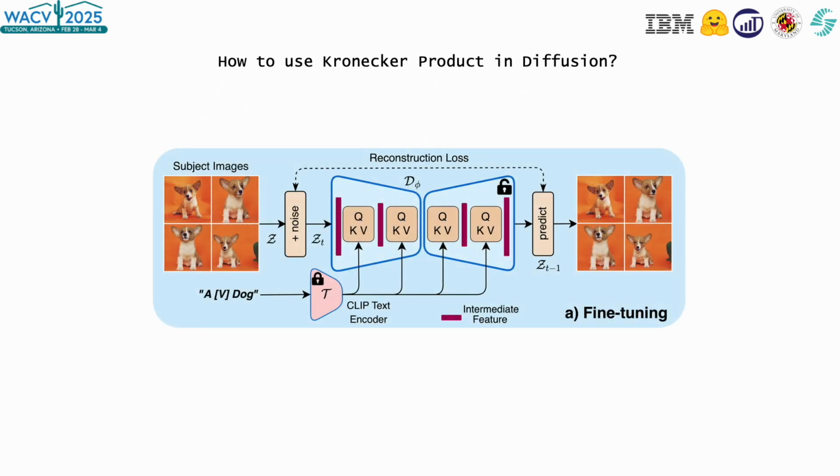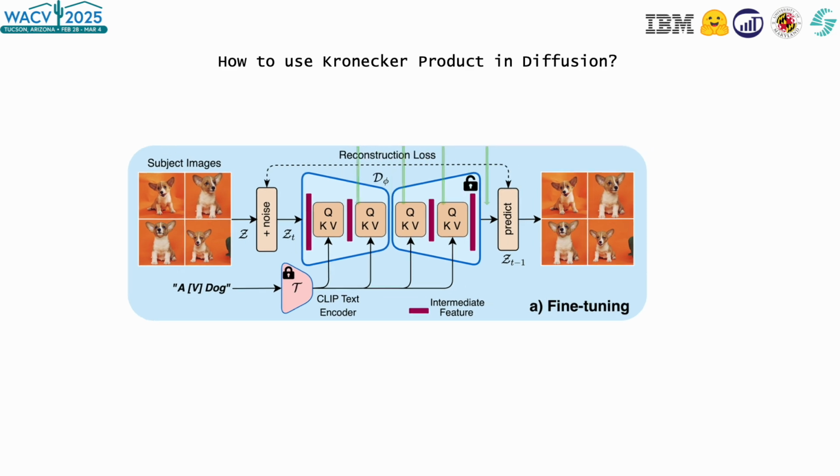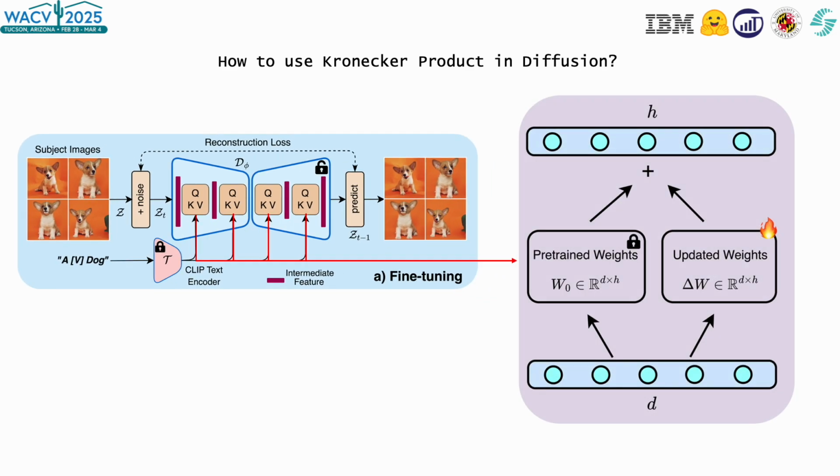The fine-tuning process involves optimizing the multi-head attention parameters based on the reconstruction loss between the original and the generated images. Now, we inject small trainable layers into the attention matrices so that only these small layers get trained.